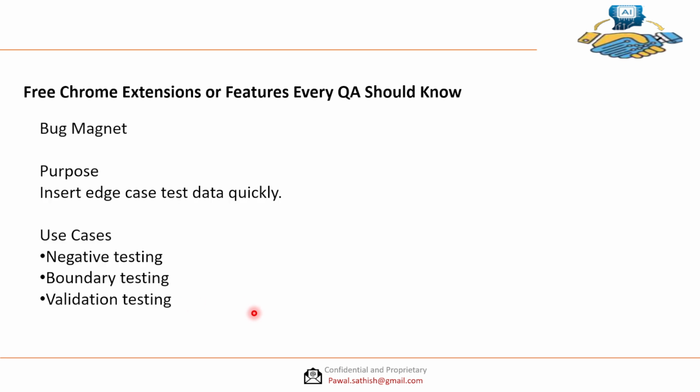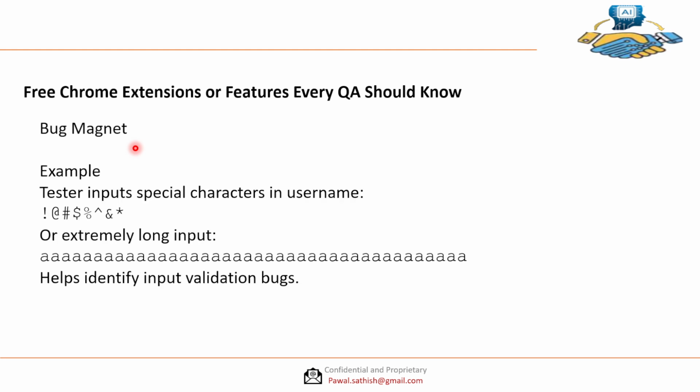So we'll understand. Next, Bug Magnet. This is also a very important extension. It identifies test data and edge cases, and helps find negative testing, boundary testing, and validation, and we have a lot of test data. I will show you this extension as well, how it will be helpful and how it will increase our productivity. Here you can see I gave the example: if we input a special character in the username.